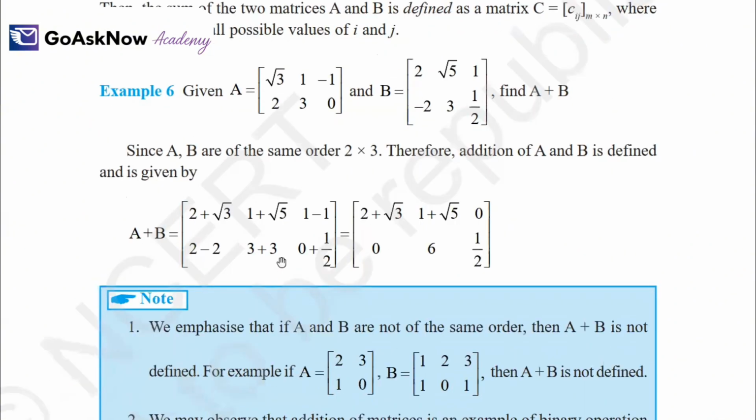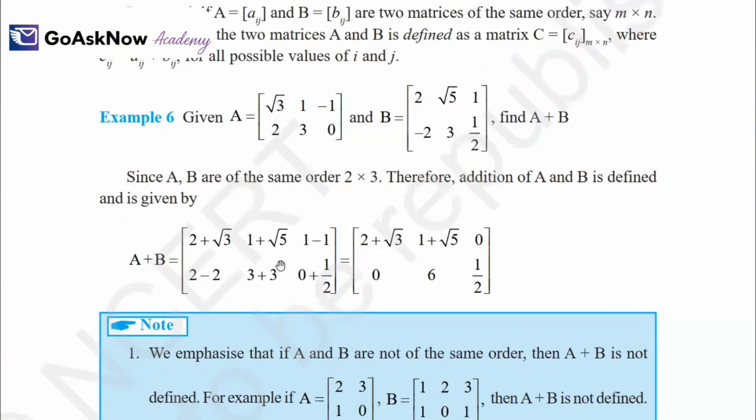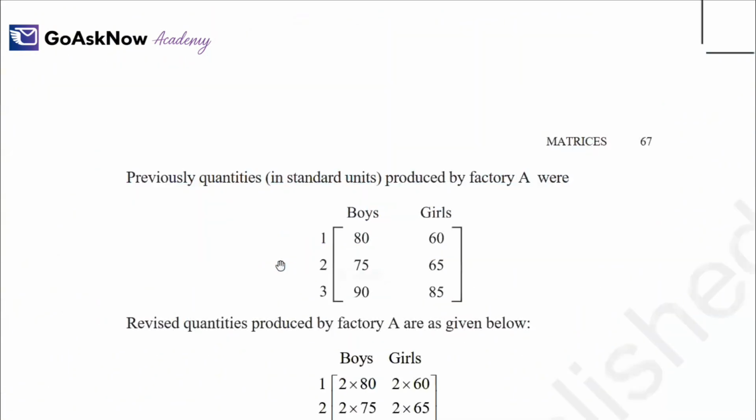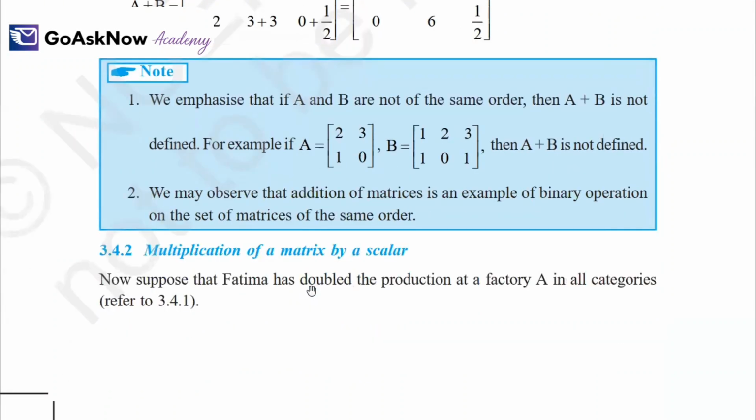Here you can see that root 3 plus 2 is the first element of A plus B. Then the second one will be 1 plus root 5. The third is 1 minus 1. The fourth is 2 minus 2. The fifth is 3 plus 3. And the last one is 0 plus half. So that is how to solve addition of matrices. It was a very easy topic, so I don't think it will take much more time.